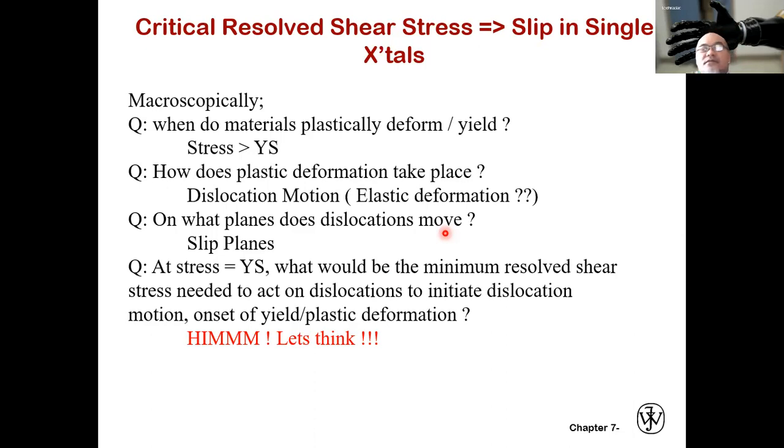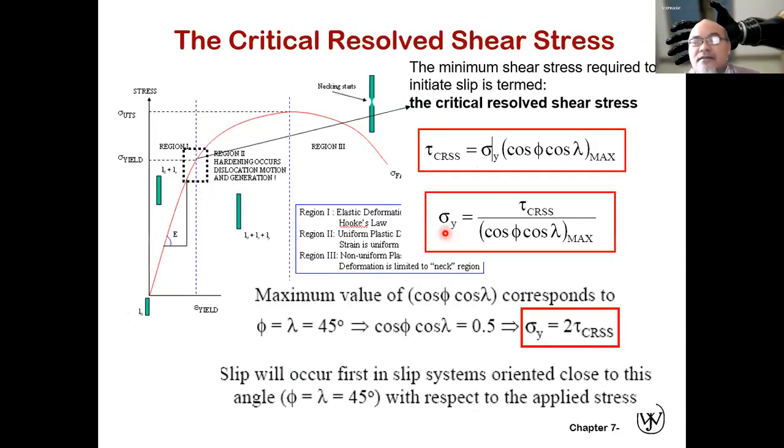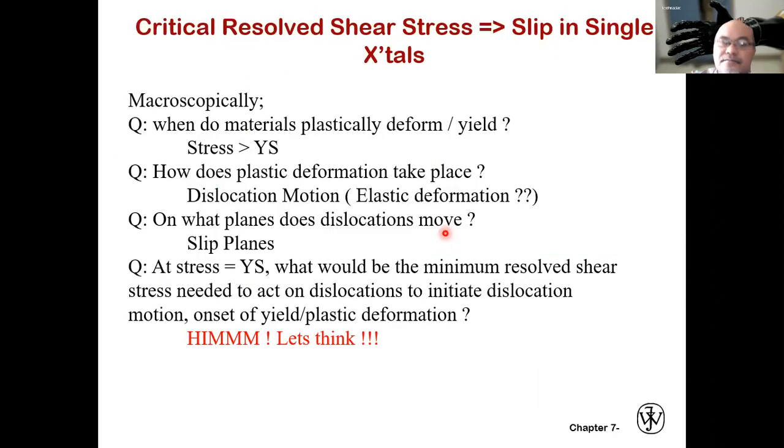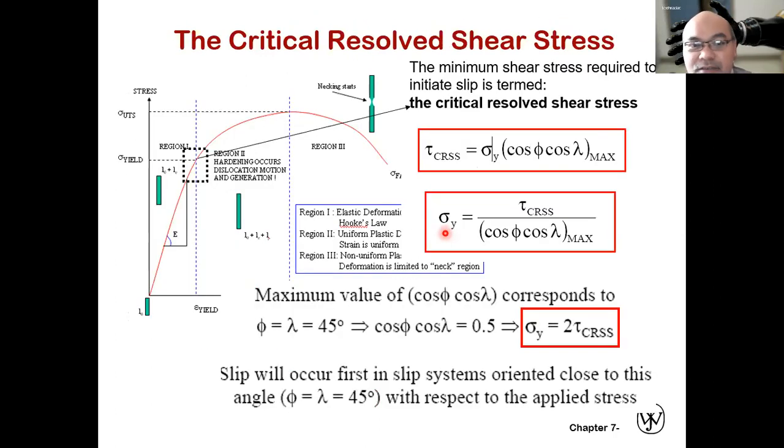So when stress equals the yield strength, what would be the minimum resolved shear stress needed to act on dislocation to initiate dislocation motion, which will be the onset of yield, plastic deformation? So this is the question. It will depend on the angle between the direction of the applied stress and the slip plane in the crystalline structure. So the critical resolved shear stress is the minimum shear stress required to initiate slip. This is the term, the critical resolved shear stress.